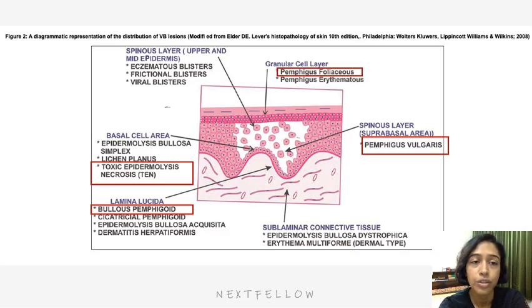So here now they reveal the common diseases again with the level at which the blister forms. So most superficial will be pemphigus foliaceus, causing flaccid blisters. Deeper down you have pemphigus vulgaris and toxic epidermal necrolysis, and the subepidermal blister would be bullous pemphigoid, which is a tense blister.